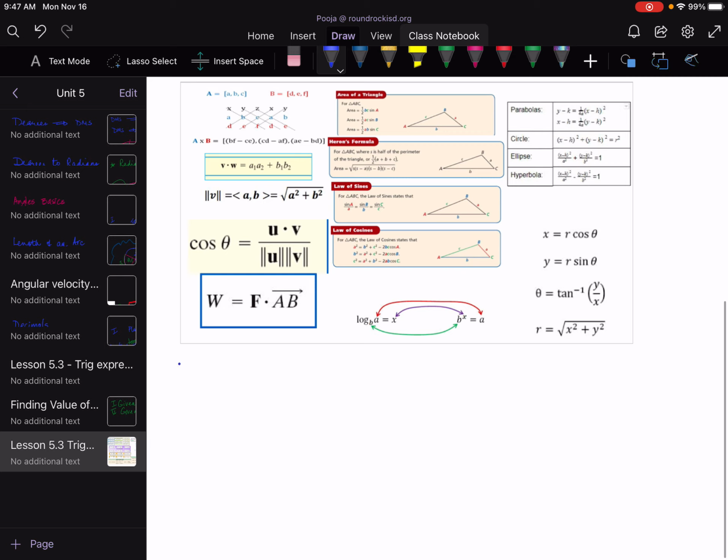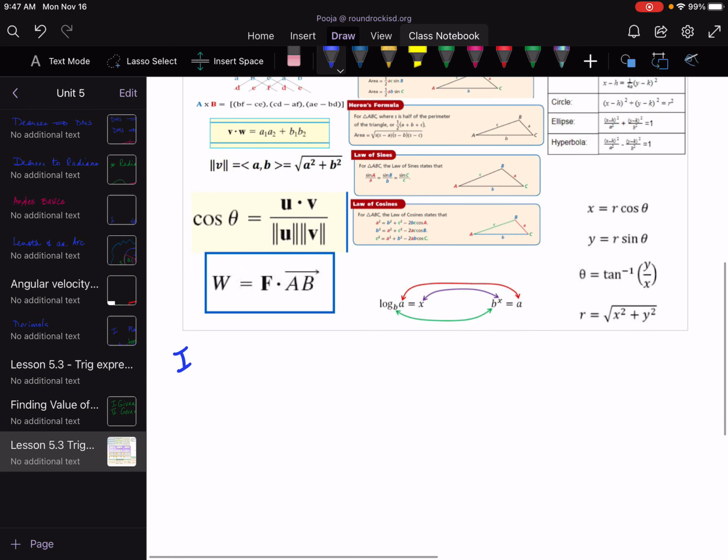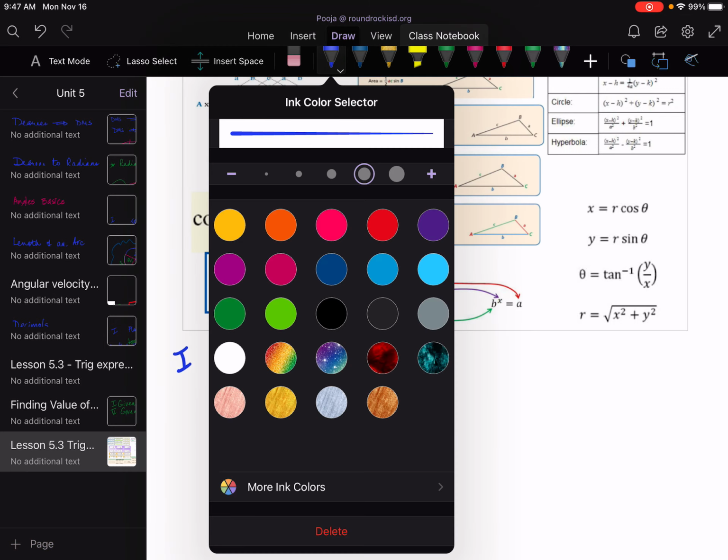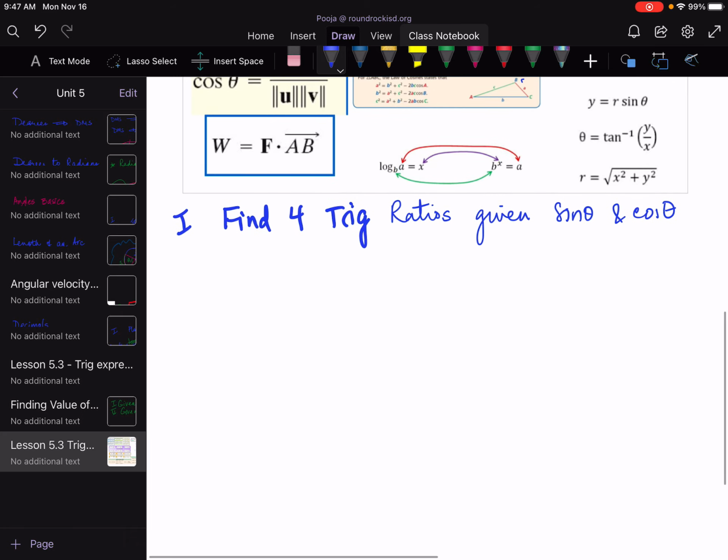So the first topic for this one is find 4 trig ratios given sine theta and cosine theta. Slightly different from 5.2, but not too different. So for example, if I'm already given sine and cosine, am I able to figure out the other 4 trig functions?